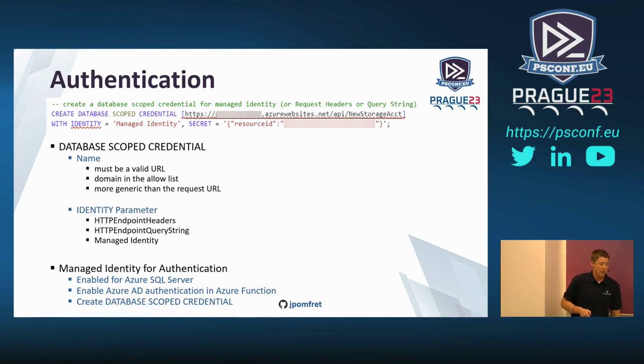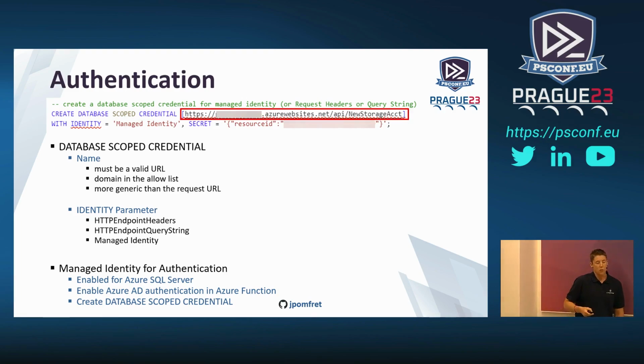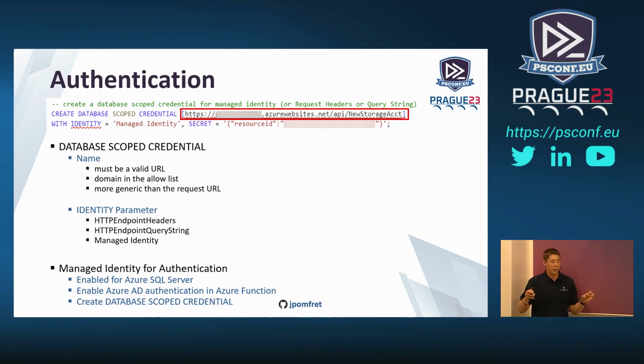There's two things that matter for these database scoped credentials. The first one being the name. The name of this has to be a valid URL. It has to be a domain in the allow list, and it needs to be more generic than the request URL. You can see my example here is calling an Azure function, and it's /API/new storage account. So I can call that endpoint or anything after that.